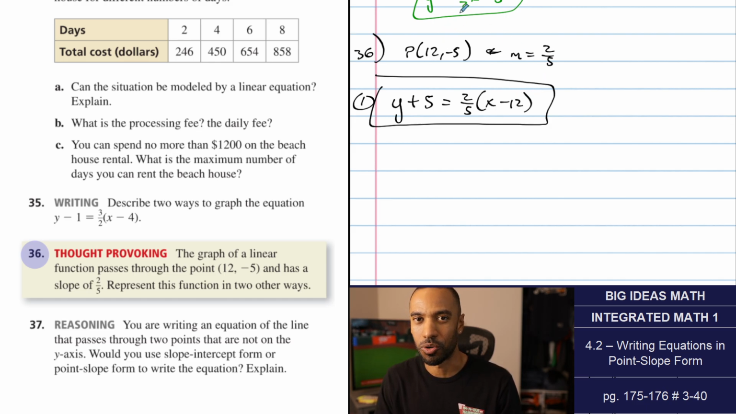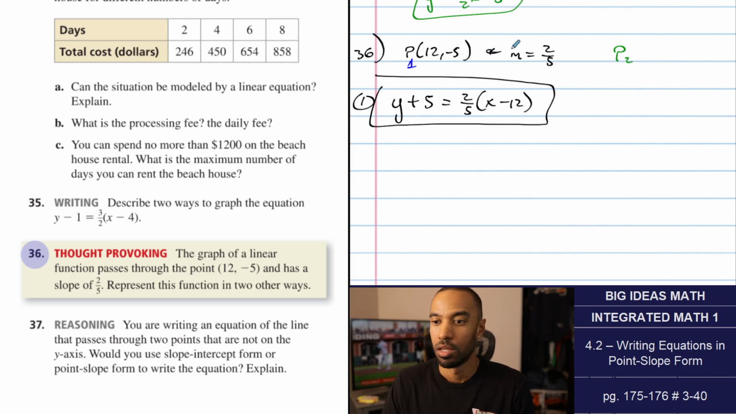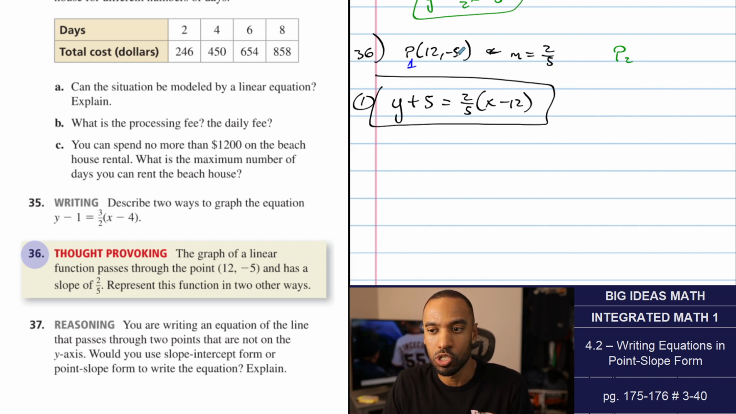Let's find another point on this graph, guys. This is point number 1. Let's find a point number 2. Mr. Robinson, how do you find a second point on this graph? We have the slope right here and this point. From this point here, let's rise 5 and run 2.